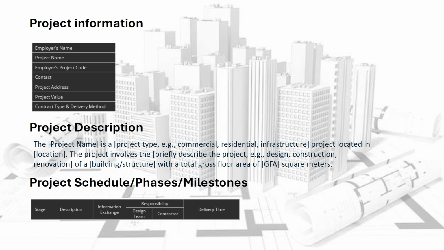Stage 1. Pre-construction. This phase involves setting up the project and finalizing the BIM Execution Plan, BEP. The focus is on establishing BIM standards, templates, and initial software configurations. Information exchange. Project setup files, BIM templates, standards, and software configurations are shared to establish a consistent project environment.